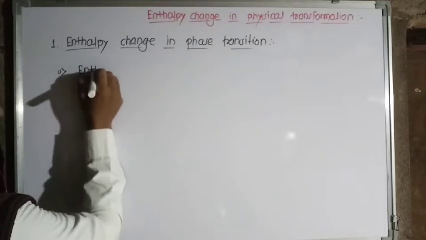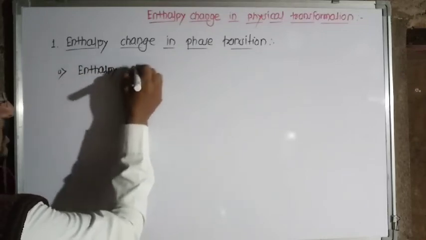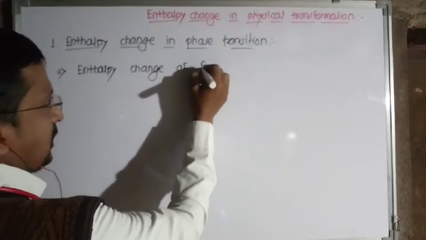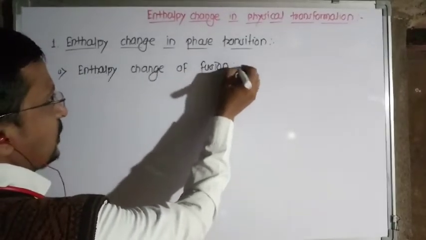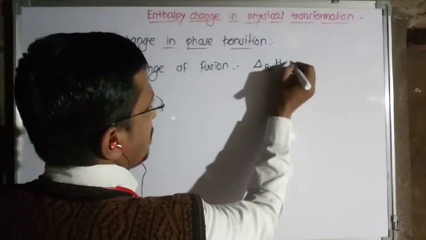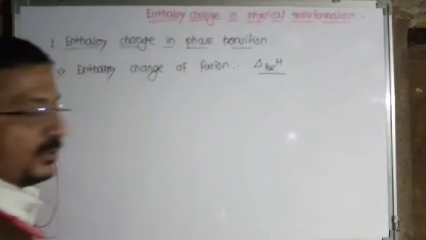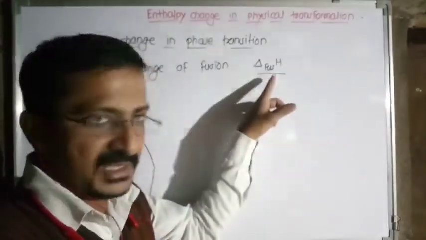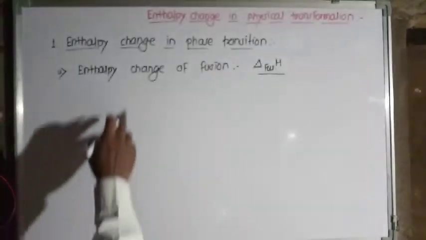The enthalpy change of fusion is represented by the symbol delta fus H. Here delta H is the enthalpy change, and the process is fusion, a physical state change. Before that, we are going to discuss the definition of enthalpy change of fusion.